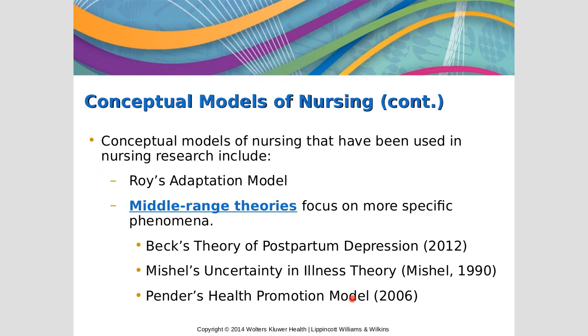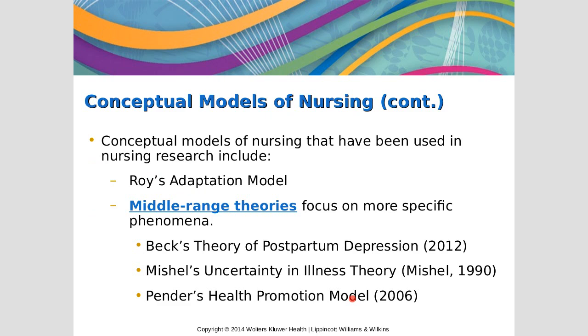In addition to that, conceptual models of nursing that have been used in nursing research include Roy's adaptation model. That's based on humans being viewed as biopsychosocial adaptive systems who cope with environmental change through the process of adaptation. Another group is the kinds of middle range theories. They're based a little bit more on specific phenomena.